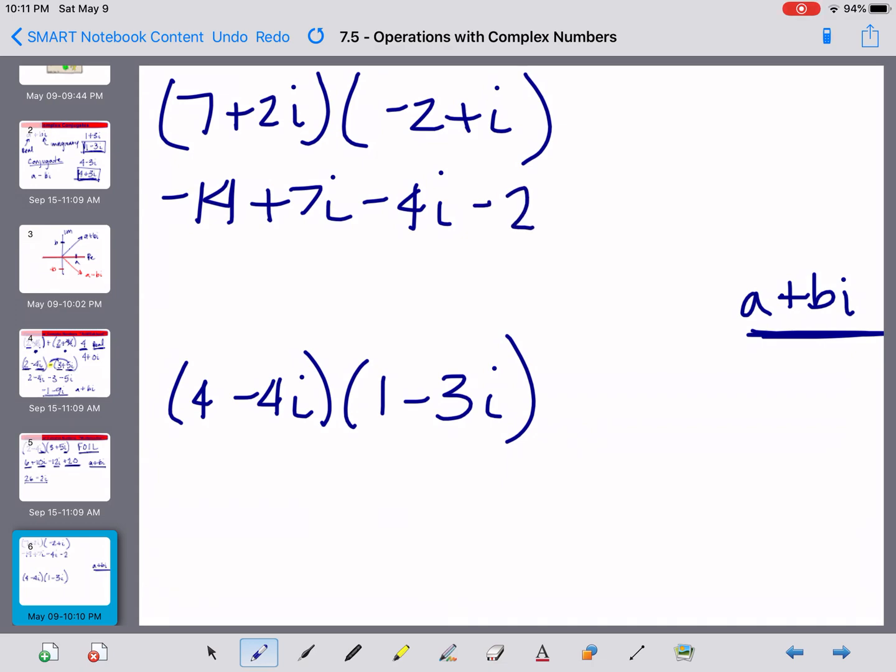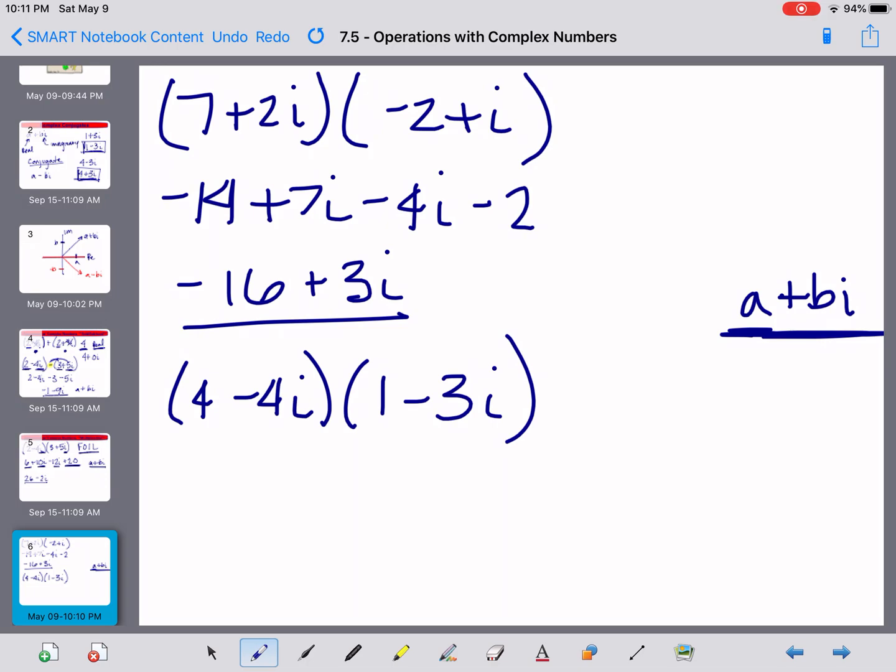And then I'll combine. Negative 2 and negative 14 is negative 16. There's my a value. And then 7i and negative 4i would give me plus 3i. There's my complex number after I multiply. Okay, if you got it or you think you're confident, you can skip the next part. Or if you still want to see another one, you can keep holding on here to make sure that you're on the right track.